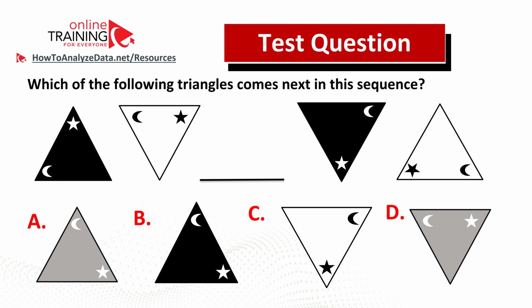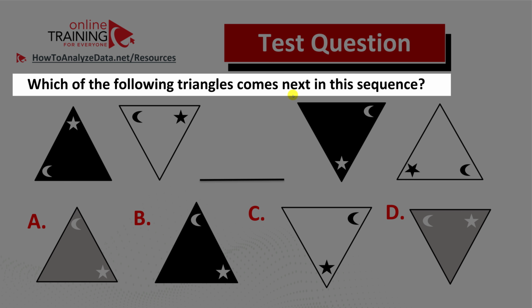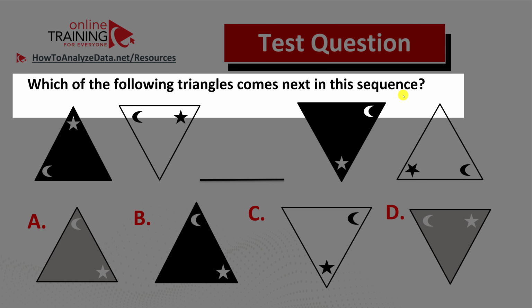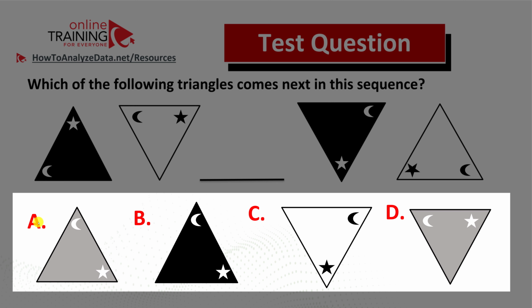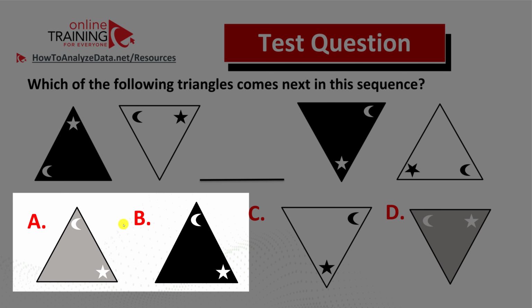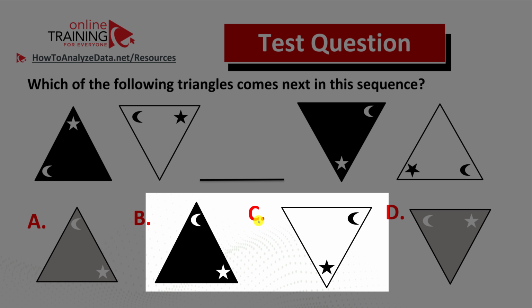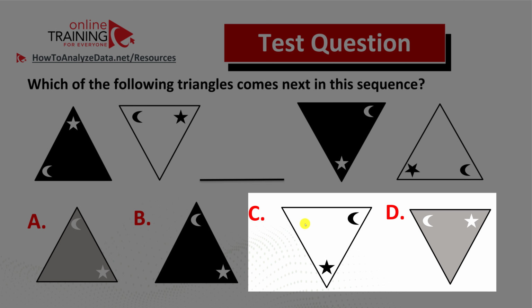Alright, I have a tricky question for you which you might frequently see on the test. The cool thing is that you might be able to solve it, or in case you don't, I would love to show you the solution. Which of the following triangles comes next in the sequence? You have a sequence of 5 triangles, and one triangle in the middle is missing, and you have 4 different choices to pick the right triangle. Choices A and B are represented by gray and black triangles pointing toward the top, and choices C and D are represented by white and gray triangles pointing to the bottom.